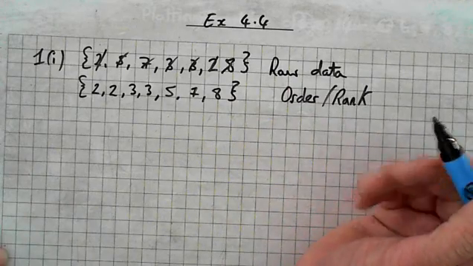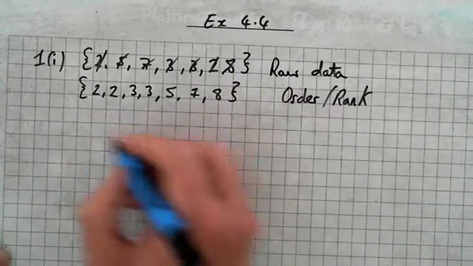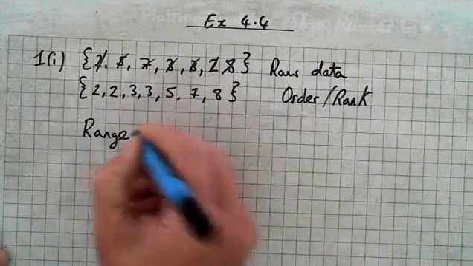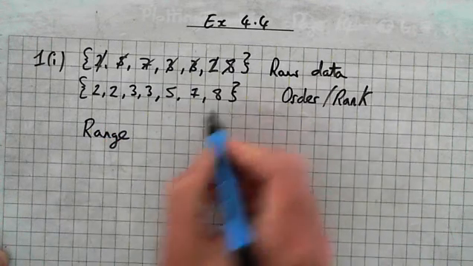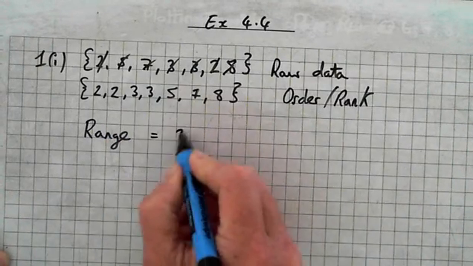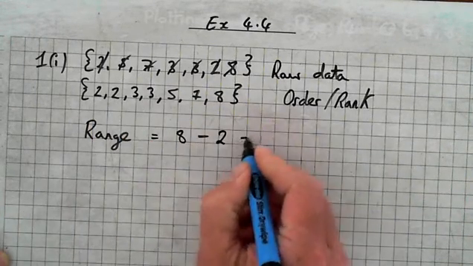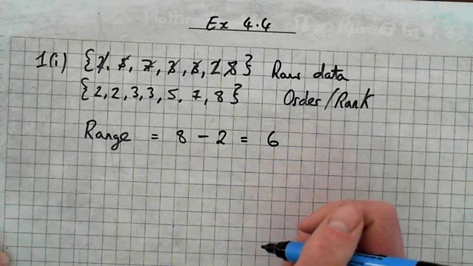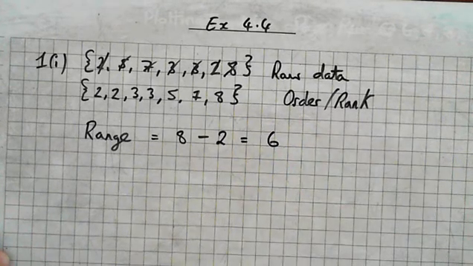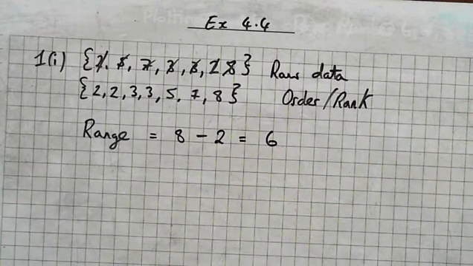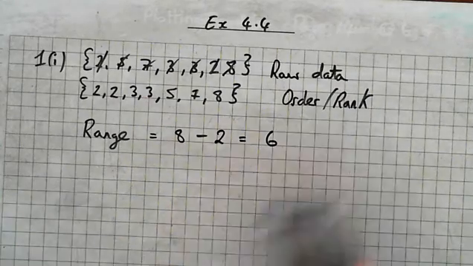Alright, so first of all we'll do the easy one. What's the range of the data? Take the highest value, which is 8, and subtract the lowest value, which is 2. The range of the data is 6. Okay, so that's the range sorted. Next one.